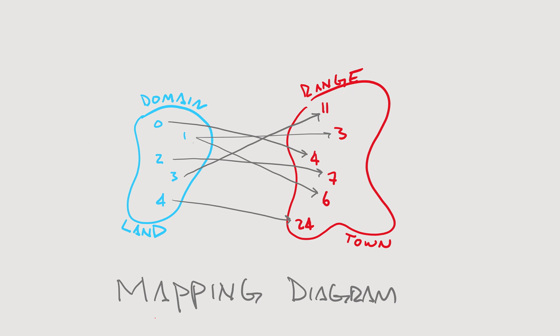This is called a mapping diagram. But I think about it as things in the domain wanting to move to the range, so they get on the relation and become some other number in the range. They're being mapped to another number in the range.